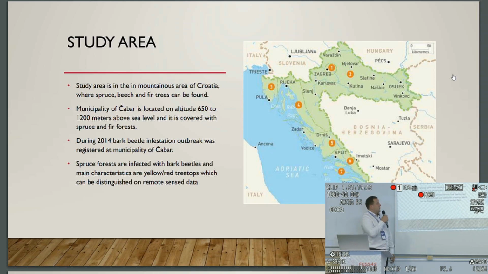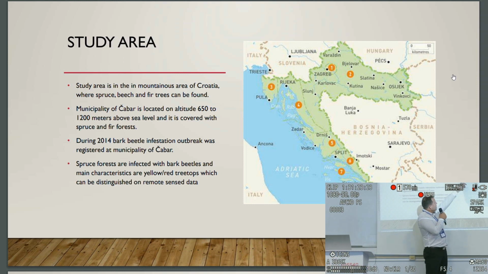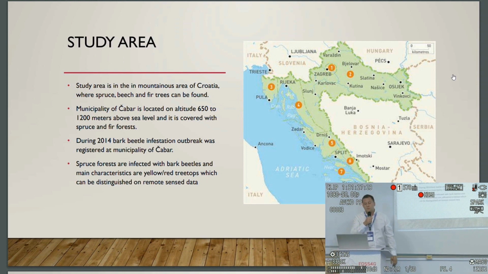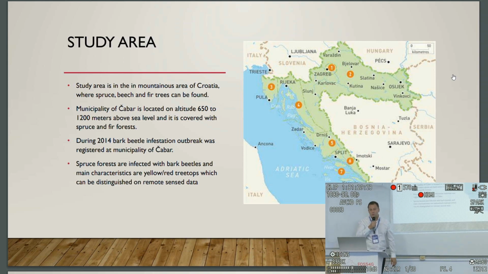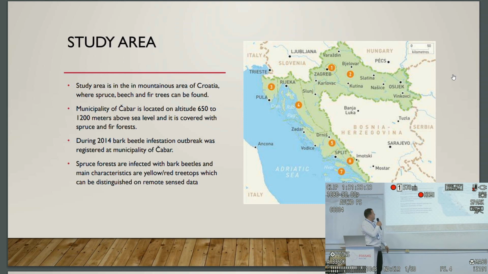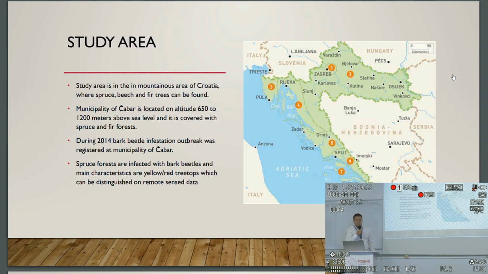The study area is in the mountain region of Croatia, basically above Rijeka. It is in the municipality of Čabar, located around 650 to 1012 meters above sea level, and it's covered in spruce and fir forests. And during 2014, a bark beetle infestation outbreak was registered.